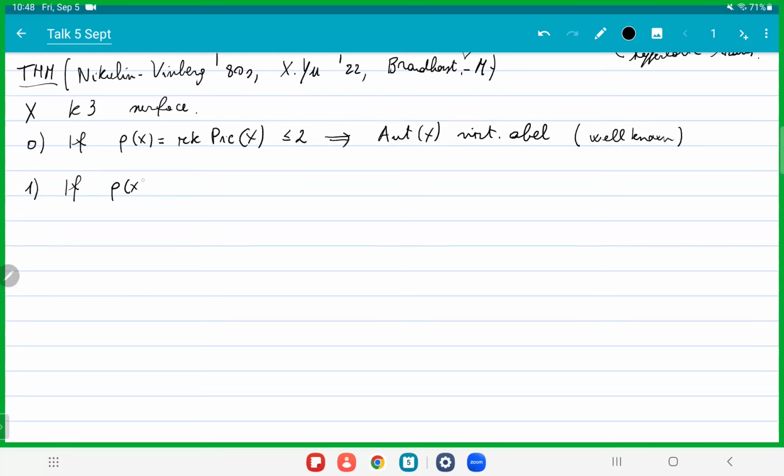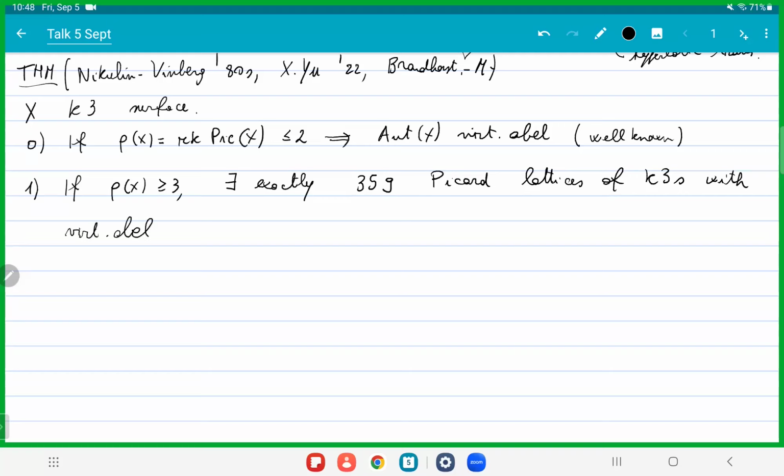And if the rank is at least 3, then what we say is that there exist exactly 359 Picard lattices of K3s with virtually abelian automorphism group.